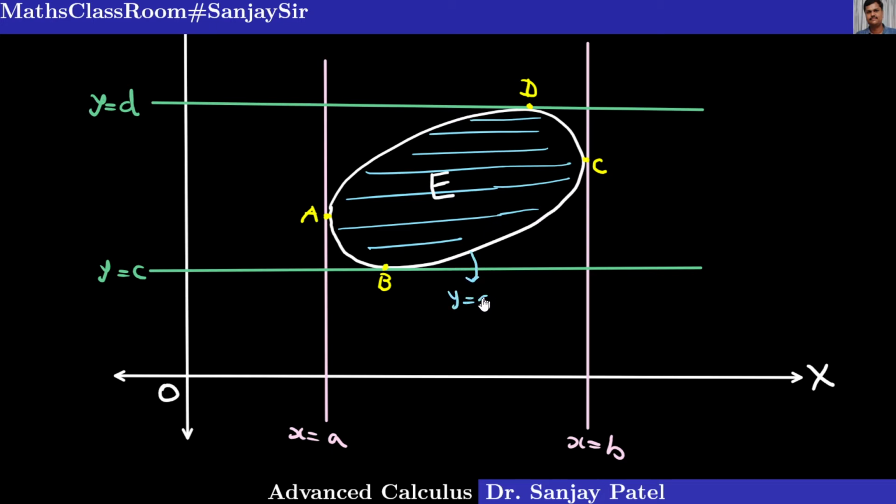which is given by y is equal to phi of x, and the other part of this region is given by the curve ADC. Okay, this ADC, and its equation is y is equal to psi of x. So the region is bounded by these curves. This ADC, which I am highlighting by this orange color, is given by the function y is equal to psi x.